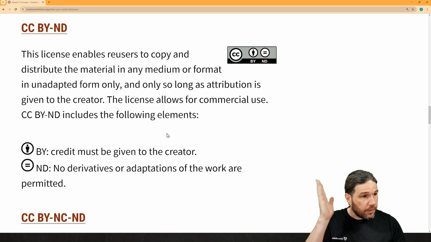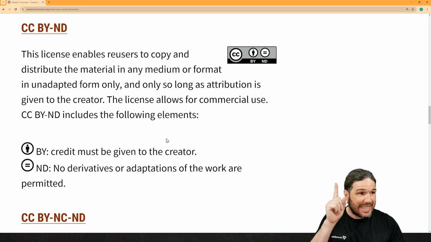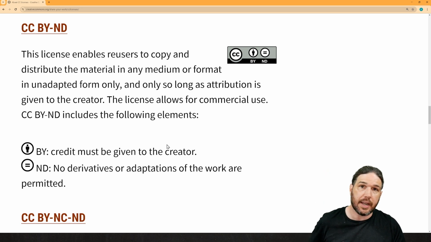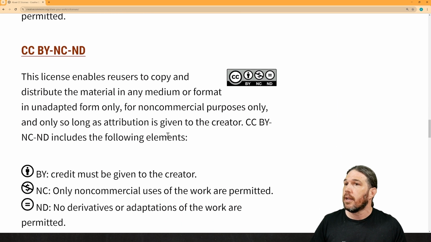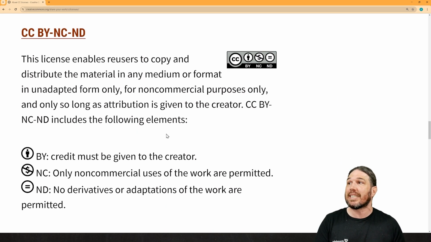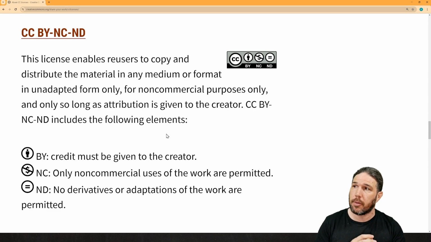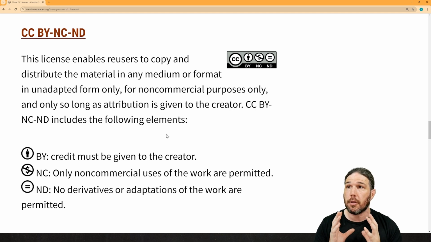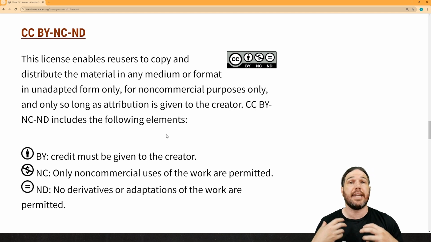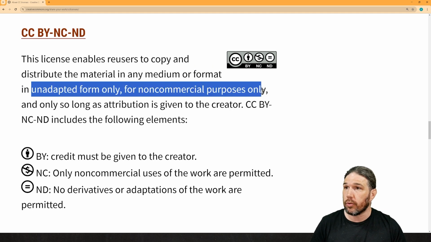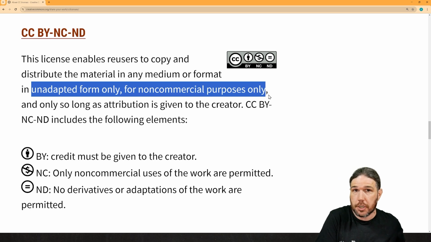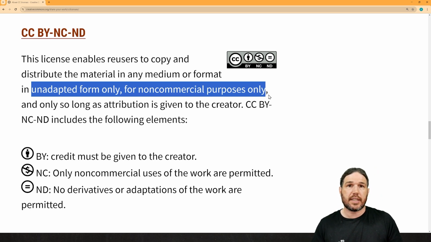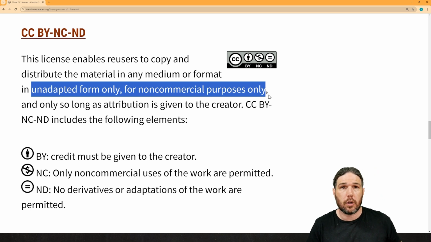And then, of course, now that we've got this new ND license, you'll see the little equals sign up there, which symbolizes that. Now we have the BY NC ND license, which allows reusers to copy and distribute the material for non-commercial purposes only and in unadapted form only. So again, this combines the non-derivative and non-commercial licenses so that someone can neither make money off of your work nor can they change it in any way.